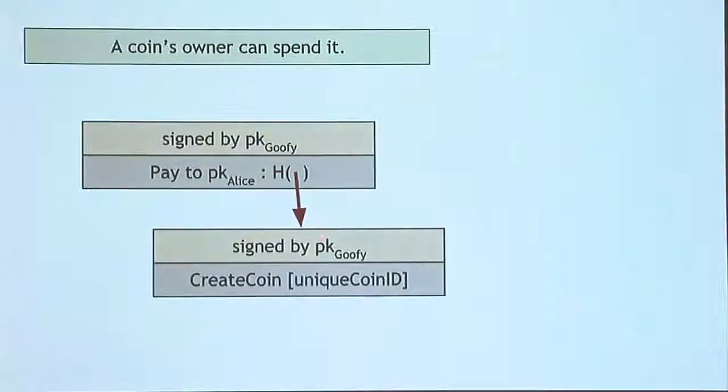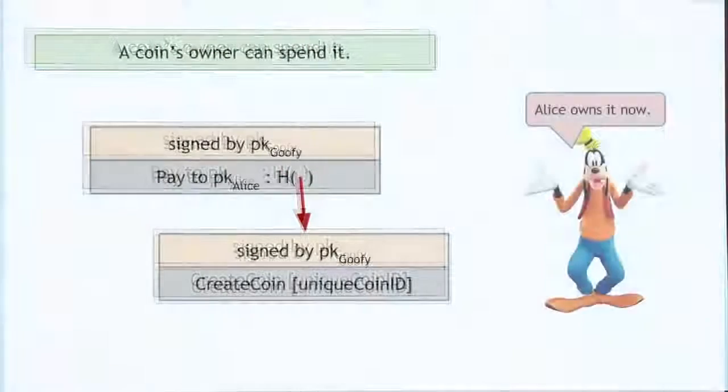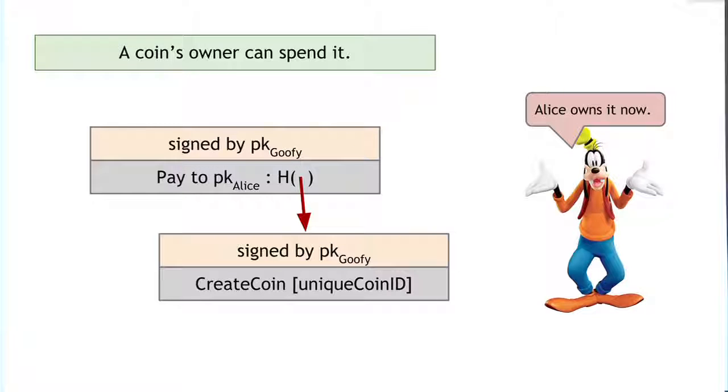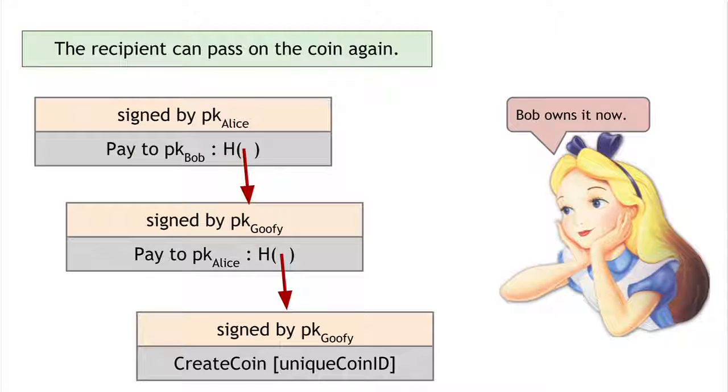Now, Goofy is the one who owned that coin, and so Goofy has to sign any transaction that spends the coin. And once this has happened, now Alice owns the coin. Alice can prove that she owns the coin because she can present this data structure here, which is validly signed by Goofy and points to a coin that was validly owned by Goofy. And so the correctness of this coin is self-evident in the system. Now Alice can move on, and she can spend the coin as well.